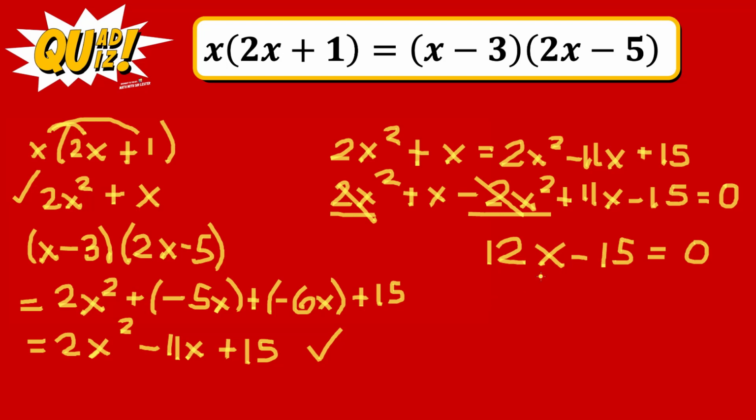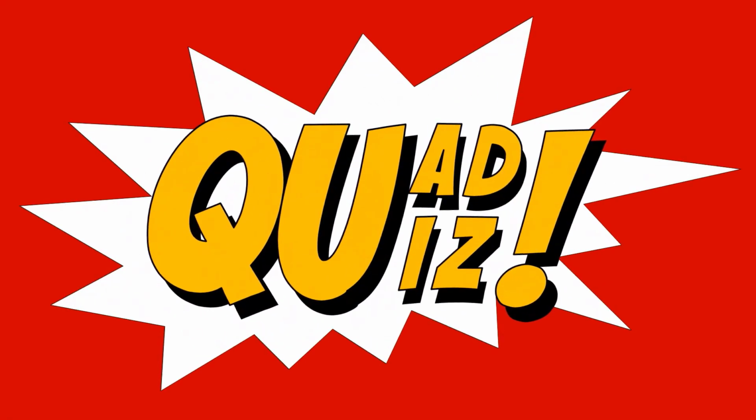And since this is not a quadratic equation, this is simply a linear equation. Linear in the sense that the exponent of your variable is 1. So this is a linear equation. This is not a quadratic equation. And these are the results for this given QuadQuiz.